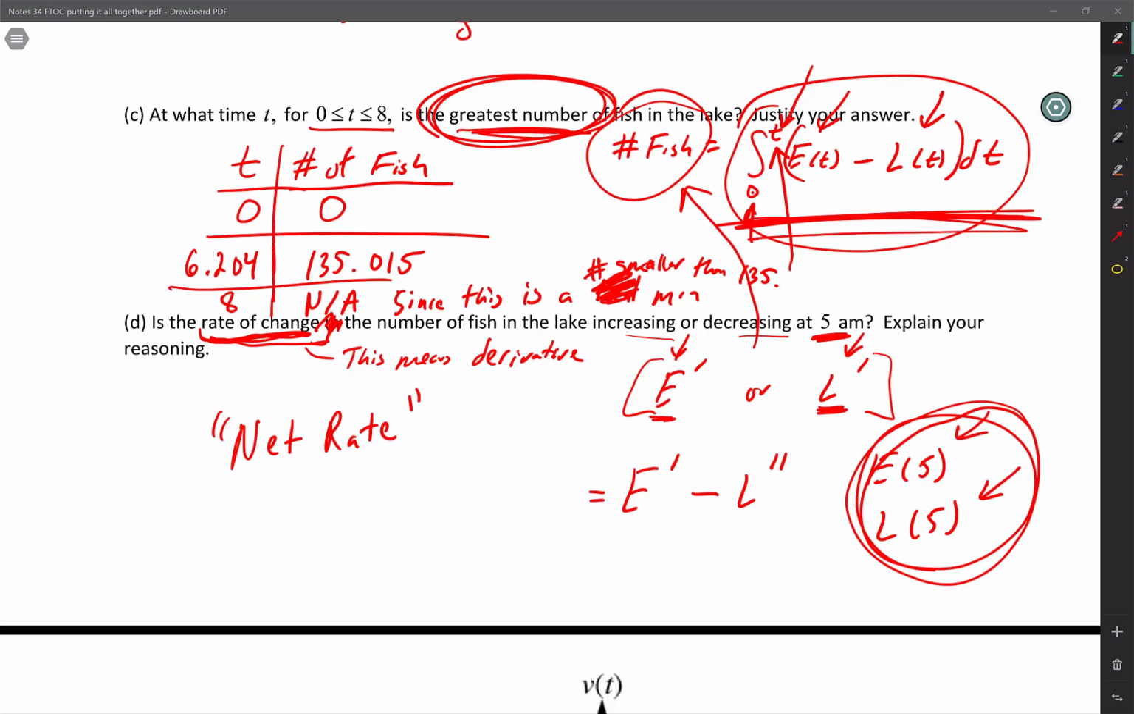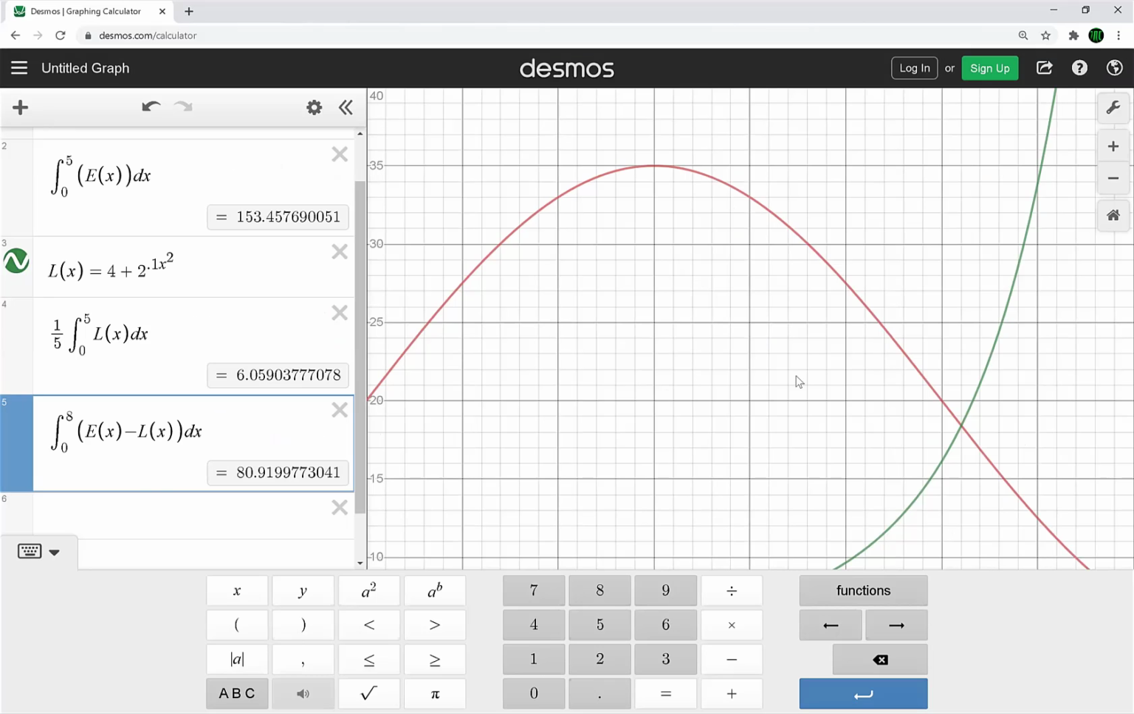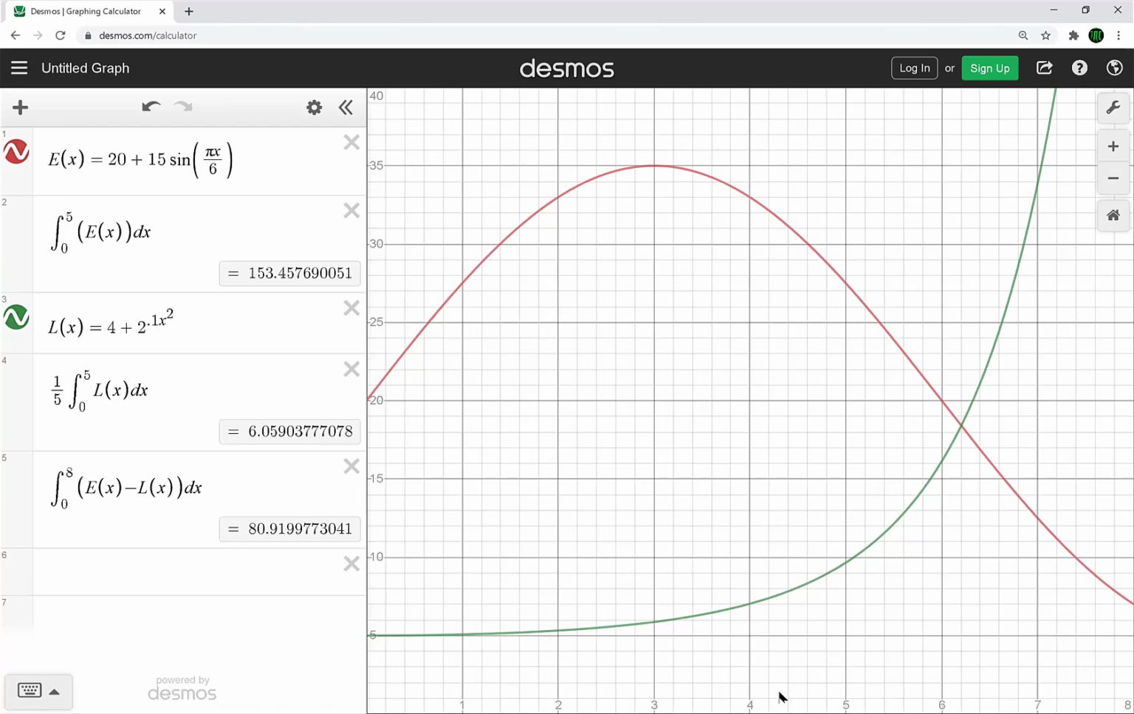Let me go back to the graph. I think the graph will help. At T equals 5, do we understand that, Gordon? Okay, in a little bit, I'm going to have you say that to everyone.